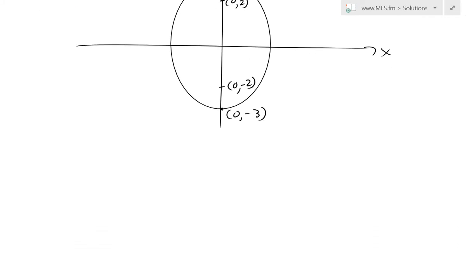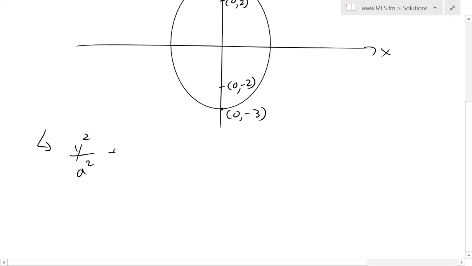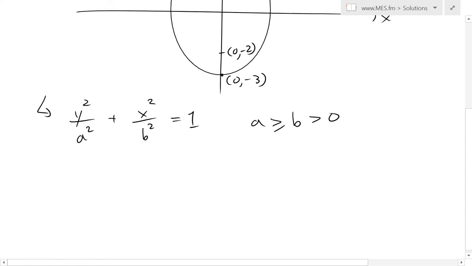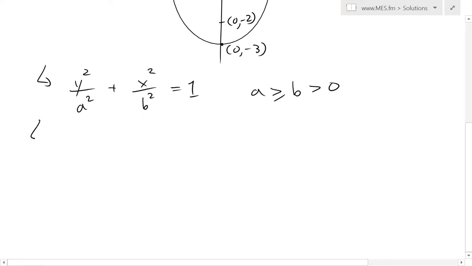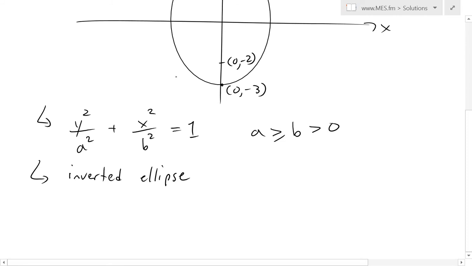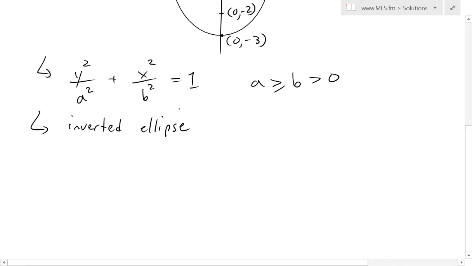So now the equation of an inverted ellipse looks something like this, where the y has the a squared here, so y squared divided by a squared plus x squared divided by b squared equals 1, where a is greater than or equal to b. In that case you'll just have a circle, and these are all greater than 0. Now this is an inverted ellipse. The difference between this and the regular ellipse is that the a and b are switched around.